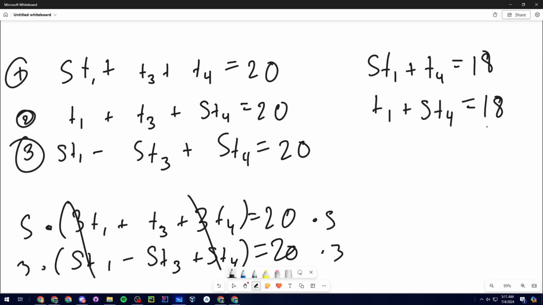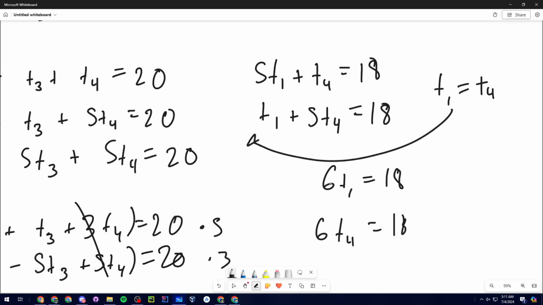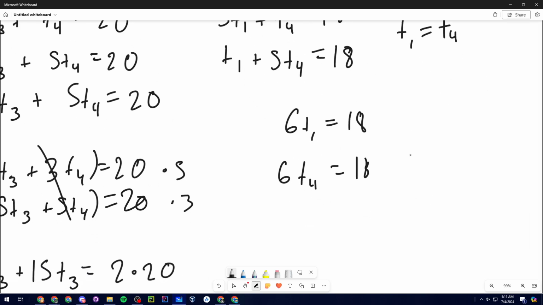And now I realize that, hey, something is cool. If I add these, you'll notice that you'll end up getting T1 is equal to T4. Sure, you're not going to get it solved on the first one, but now that's pretty huge. Because if T1 and T4 are equal, then you can just do 6T1 is equal to 18, and conversely 6T4 is equal to 18, right? I'm just substituting one over for the other. It doesn't really matter which order I do it in, but both T1 and T4 are equal to 3.